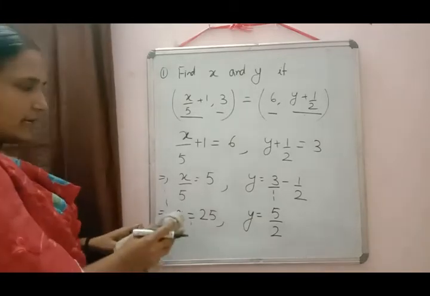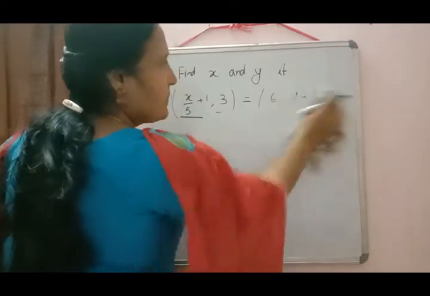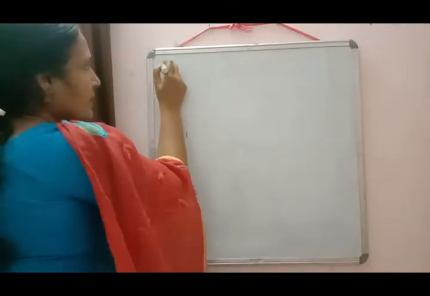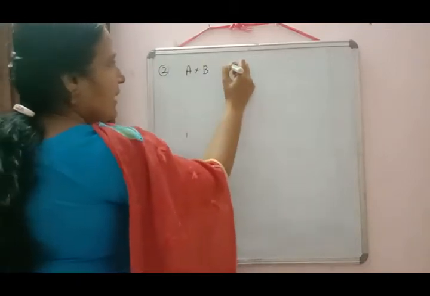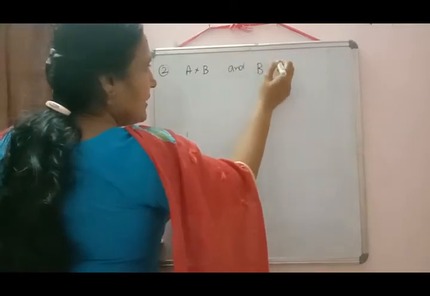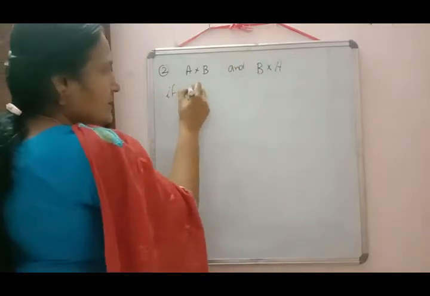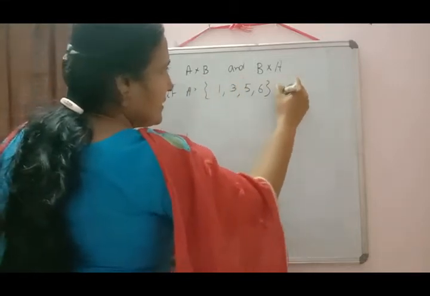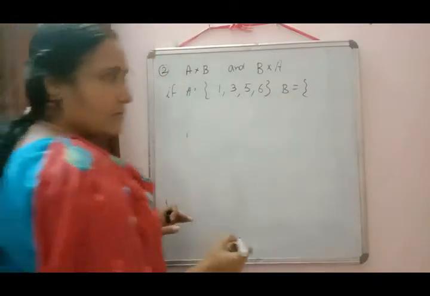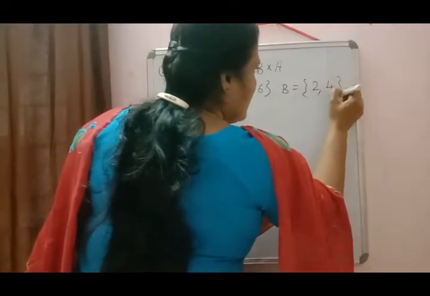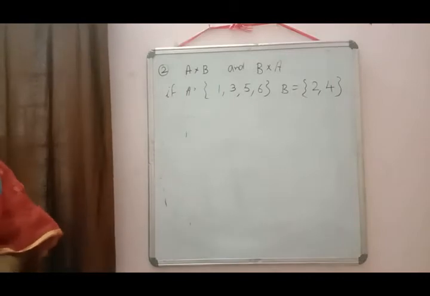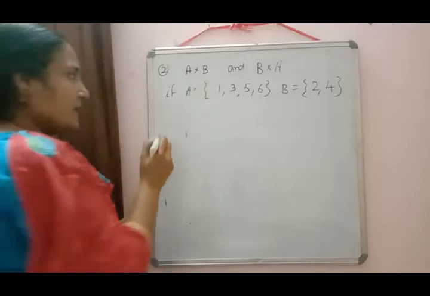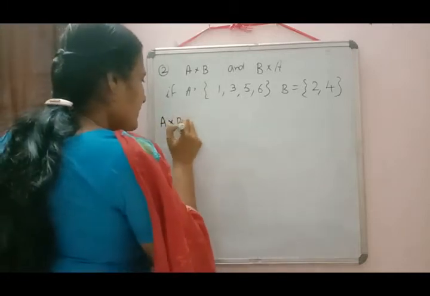So all of you write down the next question. Find A cross B and B cross A if set A is equal to {1, 3, 5, 6} and set B is equal to {2, 4}. Two sets are given. We have to find out their Cartesian product. Cartesian product is denoted by A cross B. So directly we are writing now A cross B.